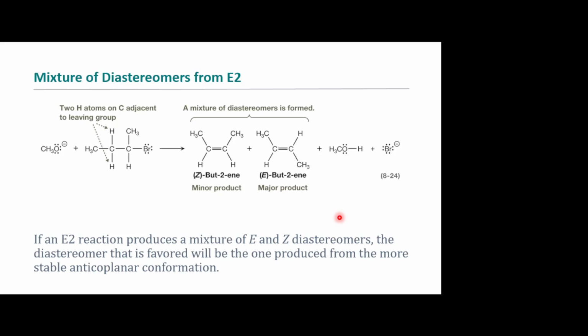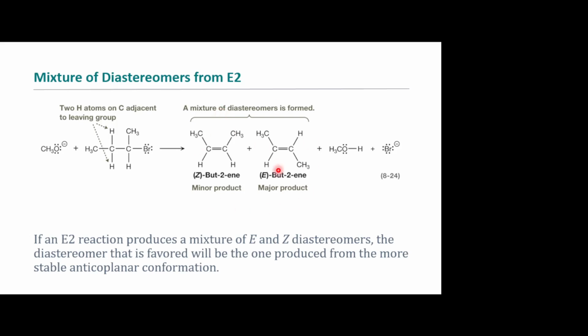All right. So this is your E2 right here, where you're getting a mixture of diastereomers. So the E2 can produce the mixture of an E and Z diastereomer. The diastereomer that is favored is going to be the one that's produced from your most stable anti-coplanar, which is the hydrogen that's leaving and the bromide being on opposite sides.